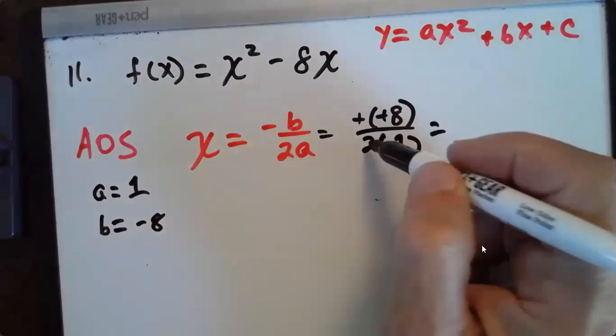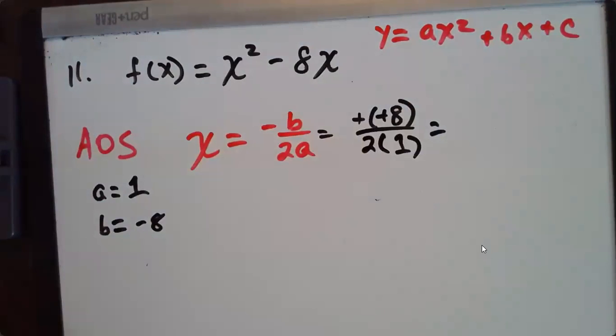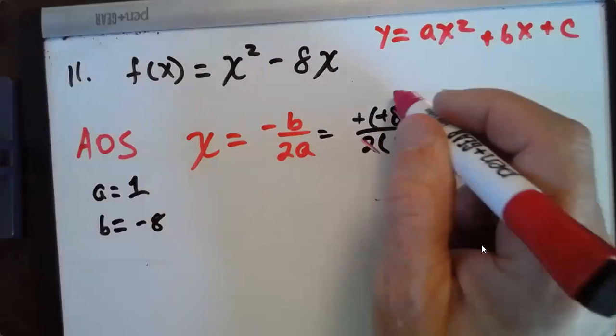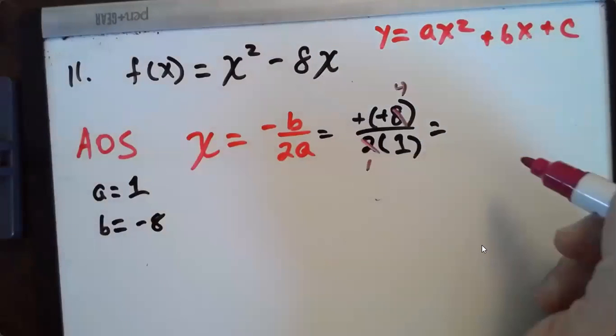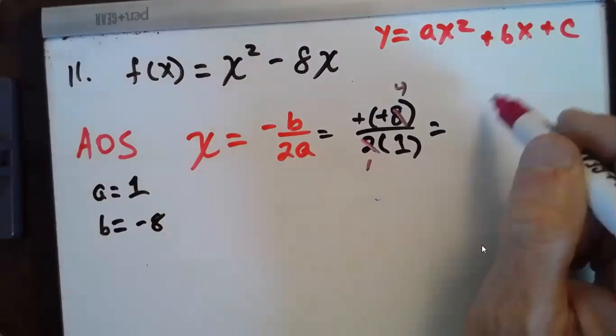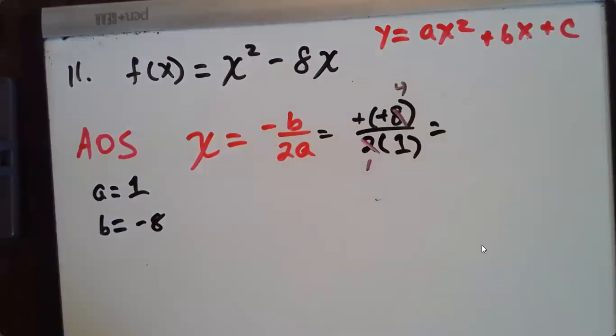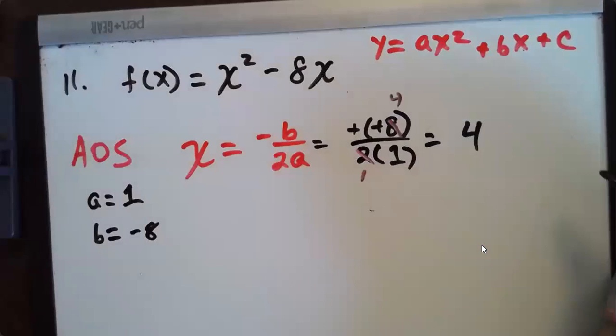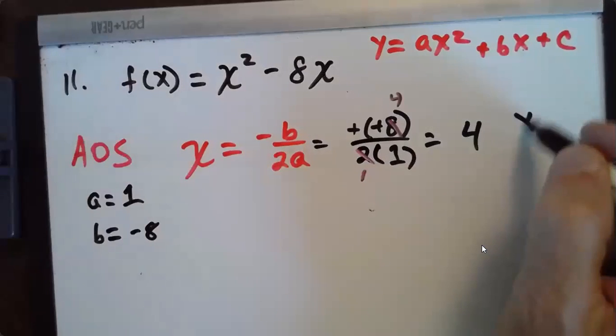And then 2 can divide into 8, right? 4 times. 2 divides into itself once. So we get 4 over 1, which is just 4. Okay, so our axis of symmetry is x equal to 4.